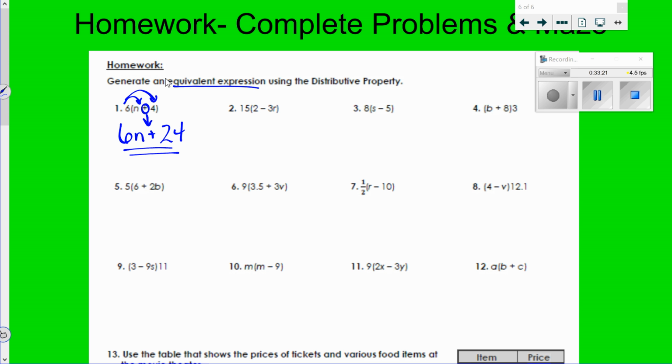Don't let it mess you up if the number or variable is on the other side. You're doing the exact same thing. Remember, it doesn't matter if it's a number or a variable on the outside. You're still just multiplying it.